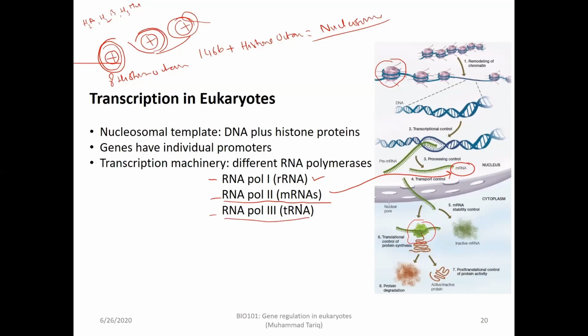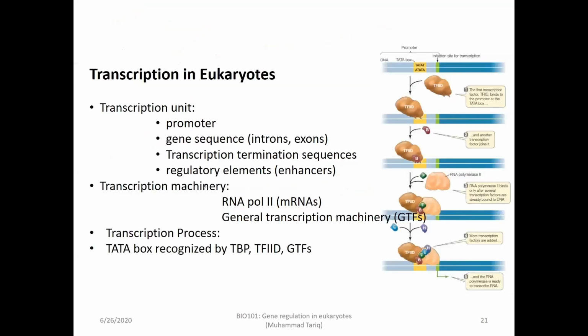You remember? Clover leaf shape, small RNAs which contain anticodons and corresponding amino acids. Now, for this particular lecture, we'll mainly focus on RNA pol 2 mediated transcription.